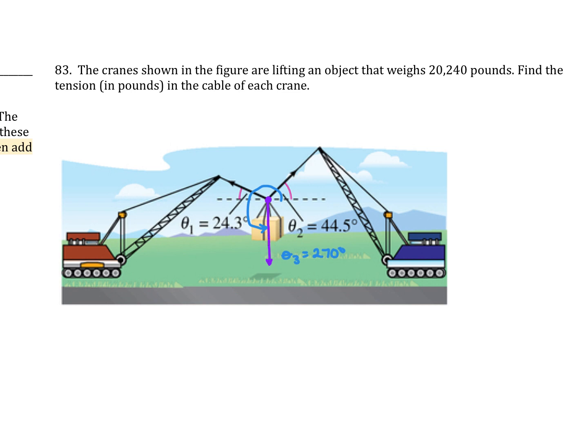And I would say we know that magnitude. I'm going to give that as the magnitude of W, the weight of the object. That is going to be 20,240 pounds. So we will write 3 equations, one for each crane and one for the weight of the object.